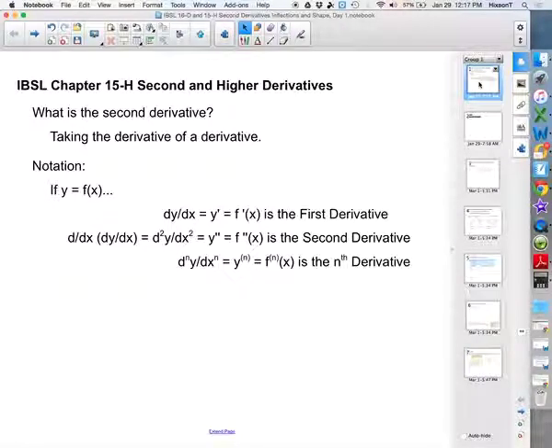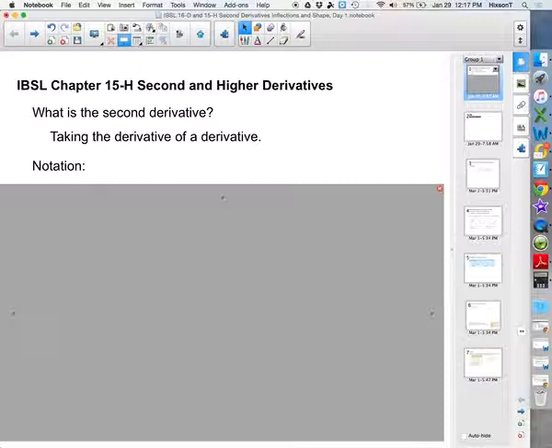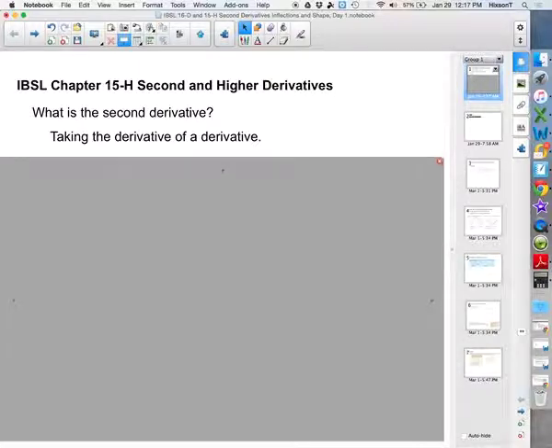Okay? We skipped section 15H, and that was on the second derivative. Now the nice thing is there's really nothing new to learn. It's just when you're taking a second derivative, you find the derivative, and then you take the derivative of that. Okay? Now I want to think ahead here a little bit.